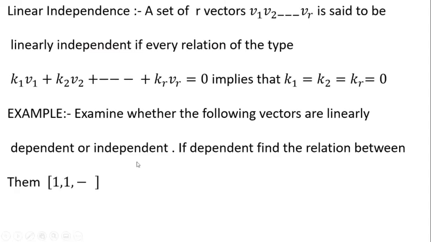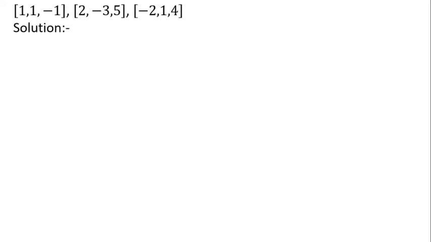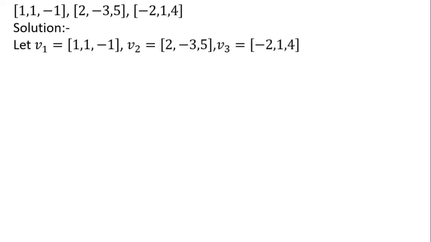Now, the given vectors are 1, 1, minus 1; 2, minus 3, 5; and minus 2, 1, 4. Let us denote these three vectors by v1, v2, v3. v1 is the first vector, so we'll write v1 is equal to 1, 1, minus 1. Then we'll write v2 is equal to 2, minus 3, 5, and v3 is equal to minus 2, 1, 4.